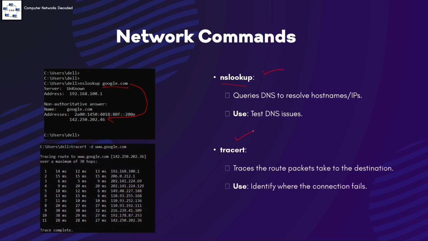Next is tracert. This traces the route that packets take to the destination, and it is used to identify where the connection failed. Using this command, it shows you all the routers between your machine and the destination host. These are basically the IP addresses of the intermediate routers.